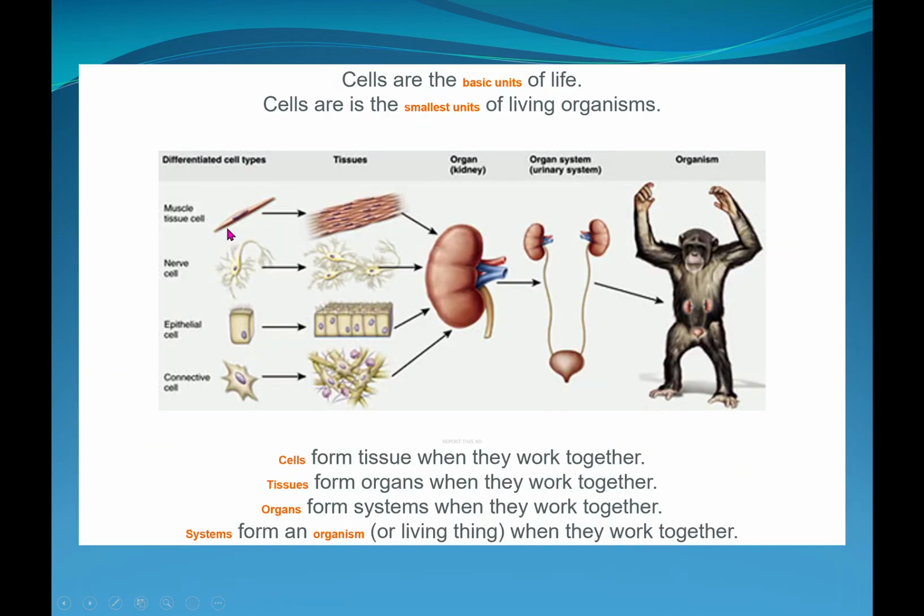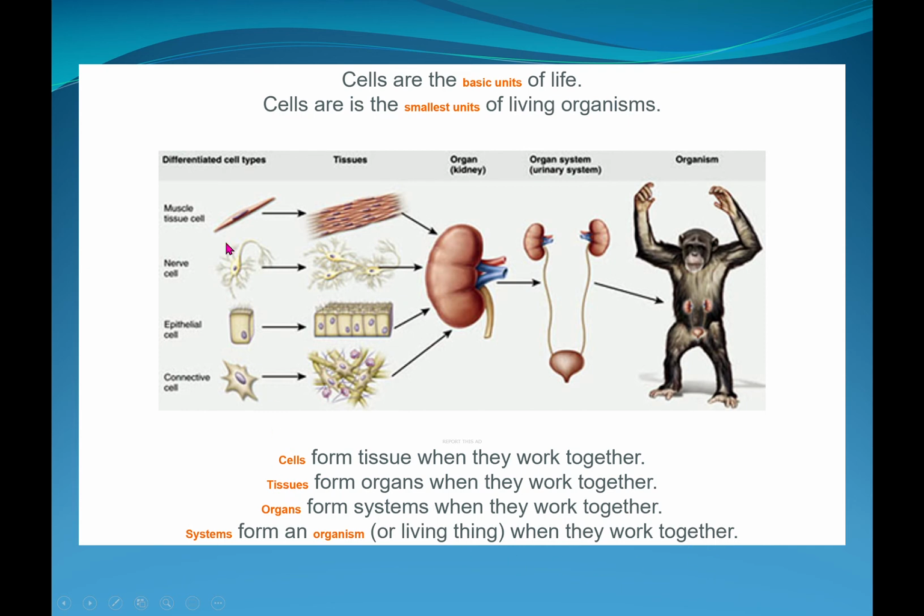Here's another picture showing you cells are the basic unit of life. Cells are the smallest unit of living organisms. Cells form tissues when they work together. Tissues form organs when they work together. Organs form systems when they work together. And systems form an organism when they work together.